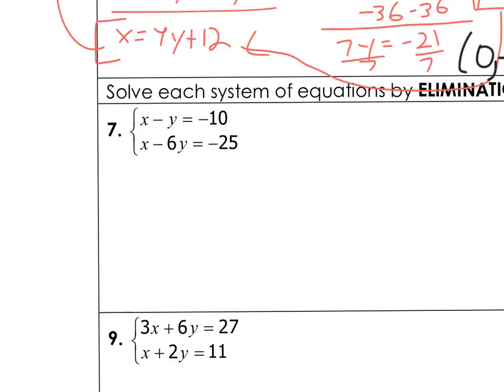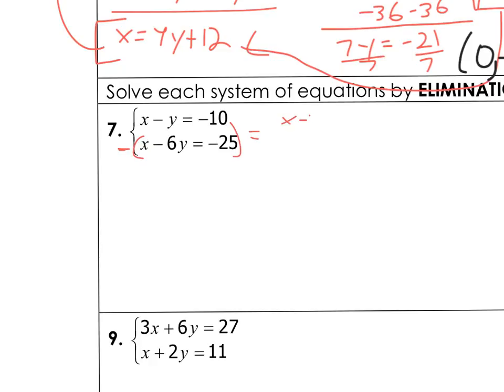Next, solve using elimination. So when we're solving using elimination, we're going to either add or subtract. So the first equation, remember our variables need to be lined up, which luckily they are. And it looks like we're going to want to get rid of these x's. Now how would we do that? Well, x plus x would be 2x, right? So that would mean that we'd have to subtract.